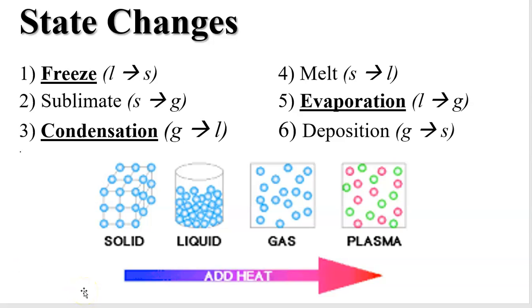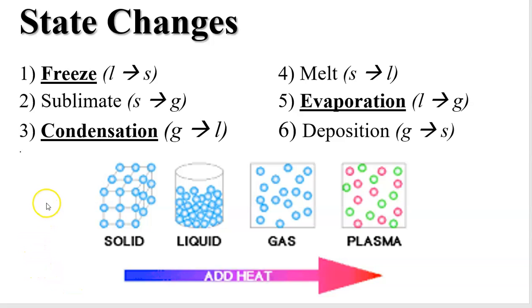Here are our state changes. The first one is freezing. That's when a liquid goes to solid. The next one is a little more unusual. It's called sublimation. That's when you go from a solid to a gas. This happens with dry ice, for example. The reason it's called dry ice is because it does not melt, it sublimates. So it goes directly from solid dry ice into a gas state.